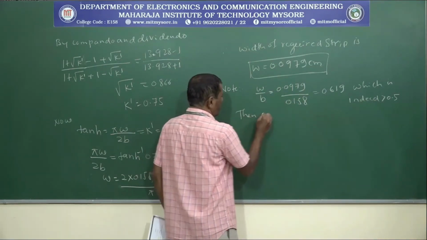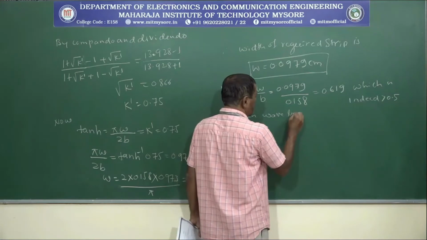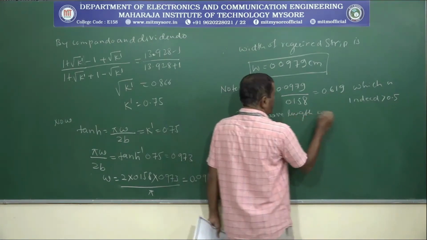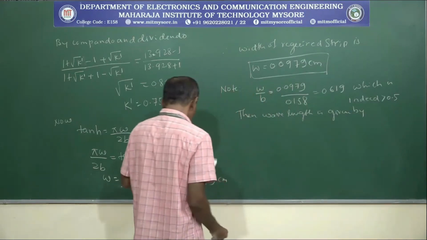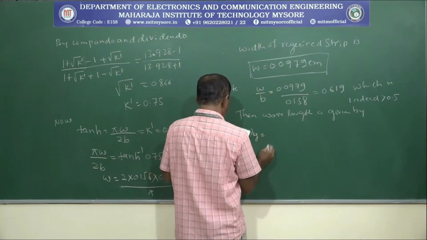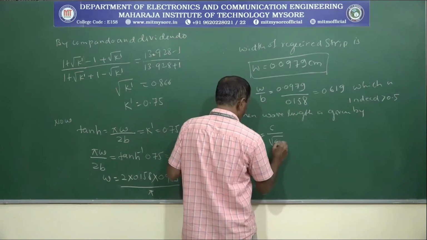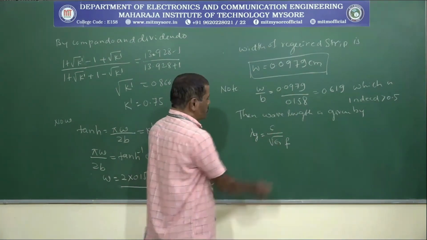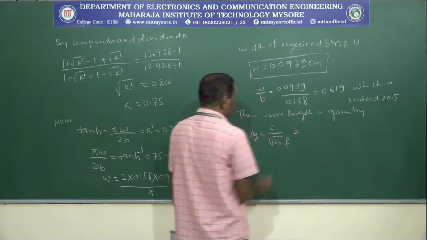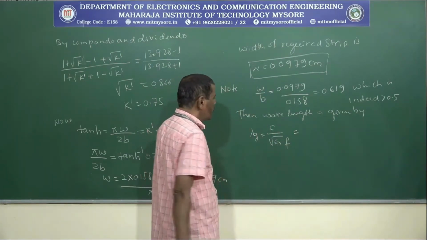Then the guided wavelength is given by lambda g is equal to c divided by root of epsilon r into f. Substitute the values in this and try to get the lambda g.